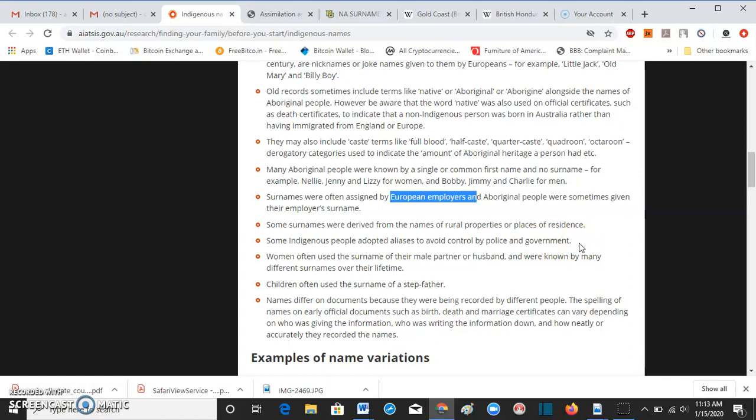All right, because when you name yourself, no one can control you using the name we create for yourself. Women often use the surname of their male partner or husband and were known by many different names. Children often use the surname of a stepfather.